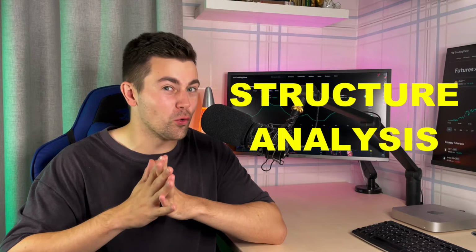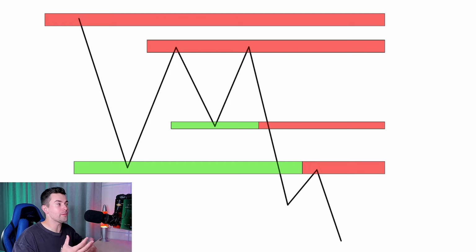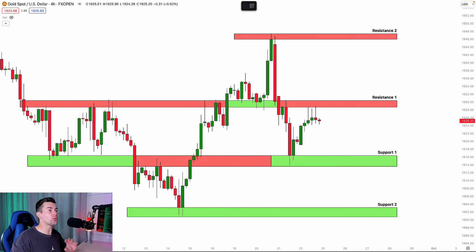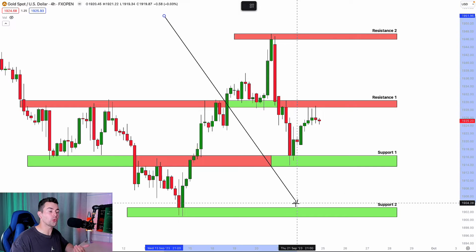Step number 1. Execute structure analysis on a 4-hour time frame. What do you mean by structure analysis? Analyzing a 4-hour time frame, you should look for strong supports and resistances. Take a look at the gold chart. Here in the 4-hour time frame, I have underlined important resistances and important supports.